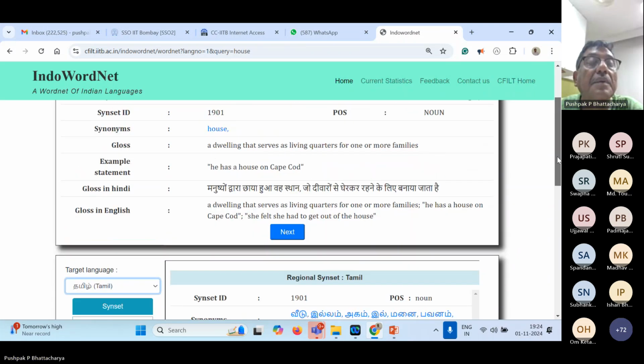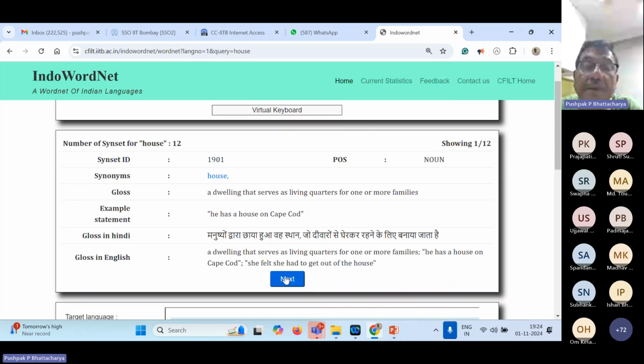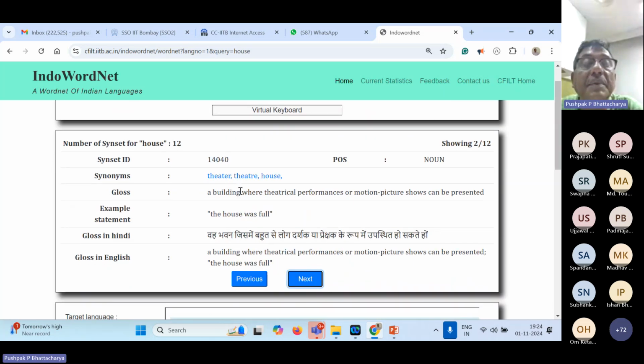So this is the English synset of house. Let's see the next sense of house. House can mean a theater. The word house should appear in the synset along with the synonyms. A building where theatrical performances or motion pictures can be presented. The house was full. The house was full here is in the sense of a theater or a movie hall.